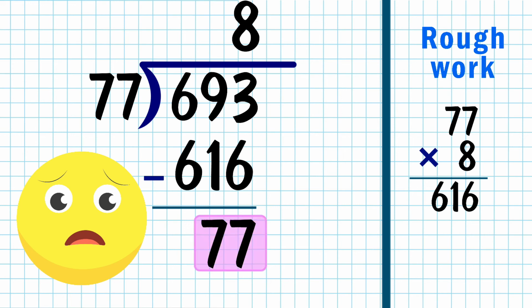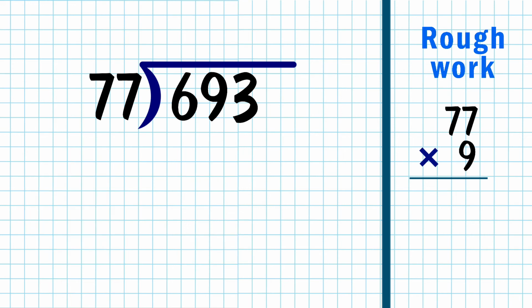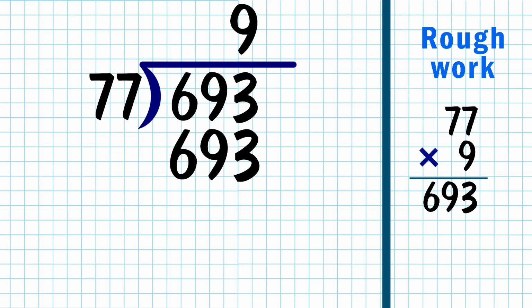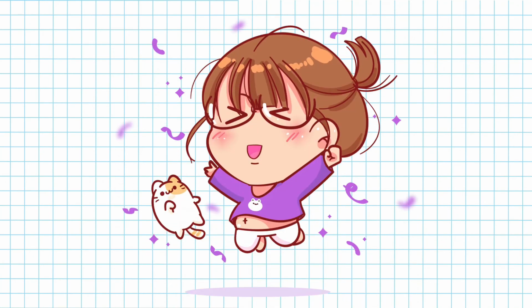It means we can still make one more group of 77. 77 multiplied by 9 is equal to 693. Here's the answer. Woohoo! We have made it.